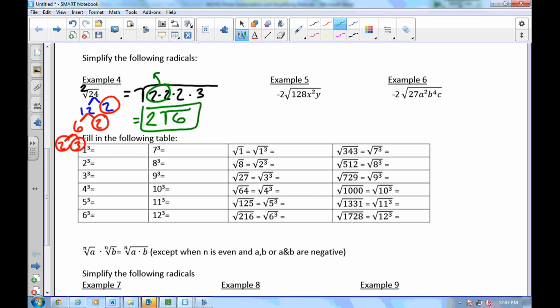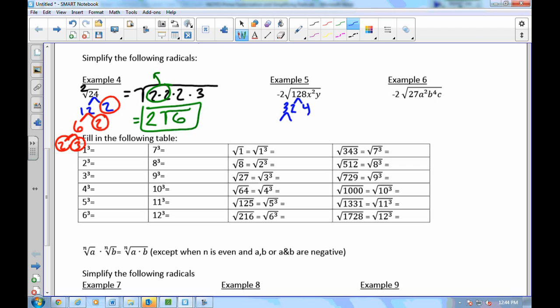So example 5, we're going to break it down and see what we can pull out. 128 is a little larger. Anyone help us find 2 factors for 128? Does it work? 32 and 4, let's see. 2 times 4, 8. 4 times 3 is 12. Yep, that would work. You could also do 2 times 64.